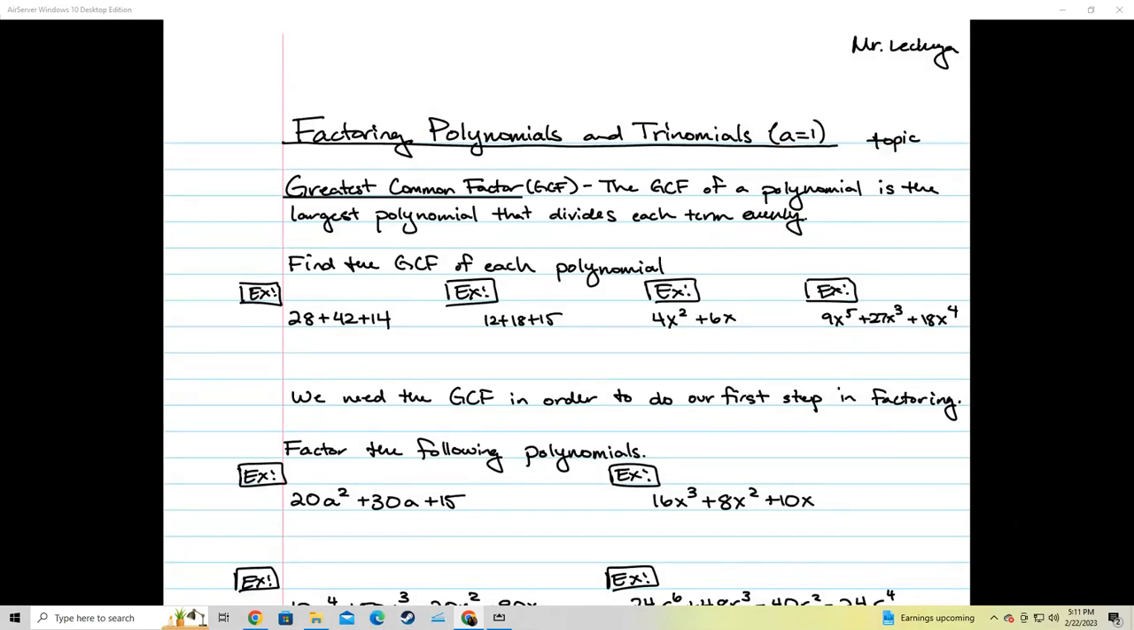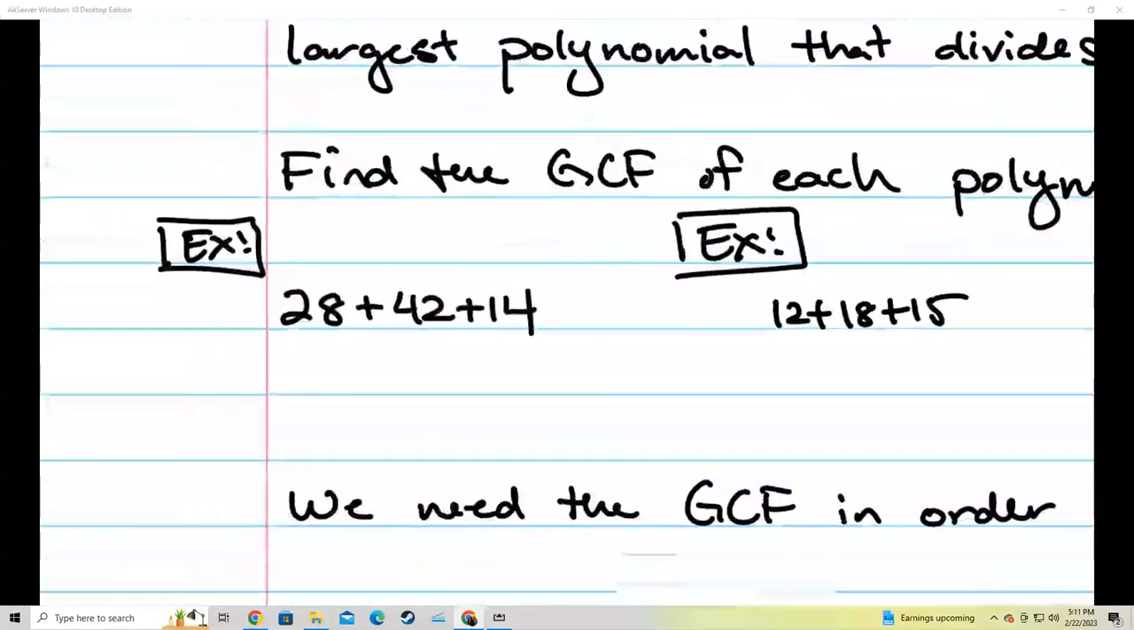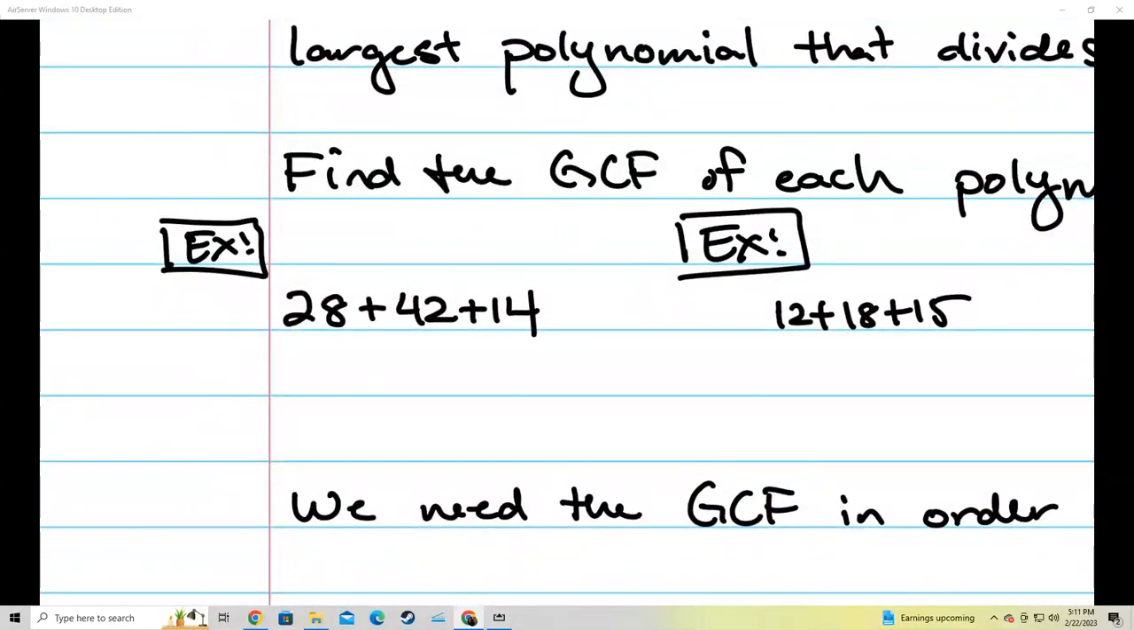So what we're going to do is look at all the items inside each polynomial, and we're going to look for the biggest number that goes into every single term. So when I look at this first one, it says 28 plus 42 plus 14. Now, I know I can add them all up, but that's not the purpose of this. Right now, we're just going to figure out what is the largest number that goes into each one of those items.